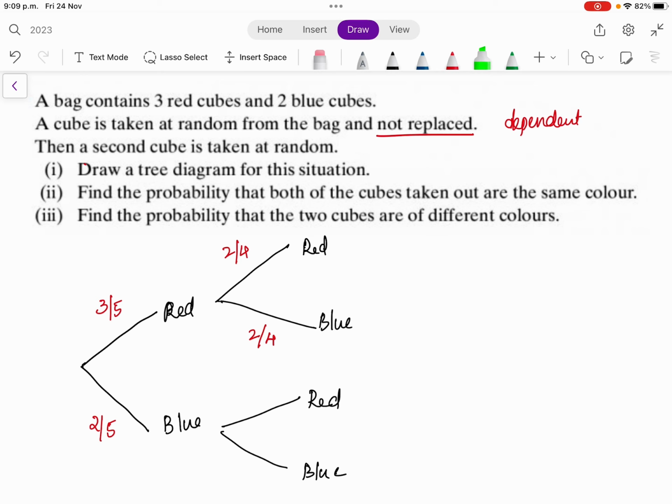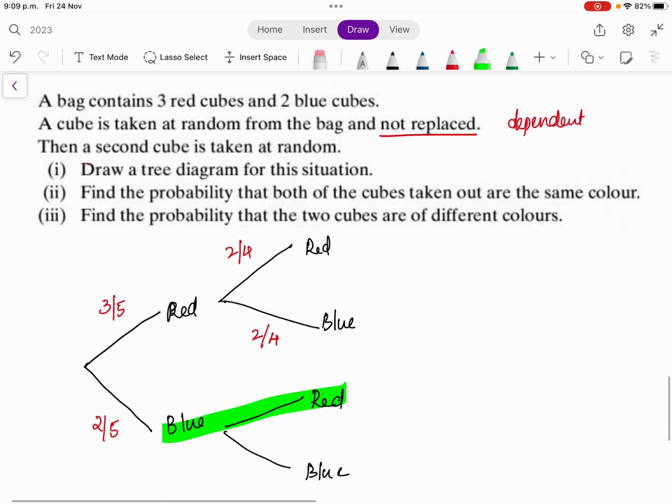And for the third one here, for this one, first we took a blue one, so the number of red ones haven't changed, so it is 3 over 4. And for this one, the blue cubes, it is 1 over 4. Okay, so this is how we build up the probability.